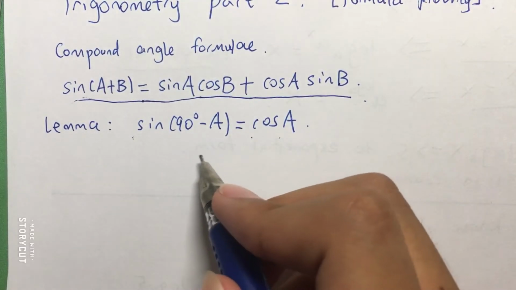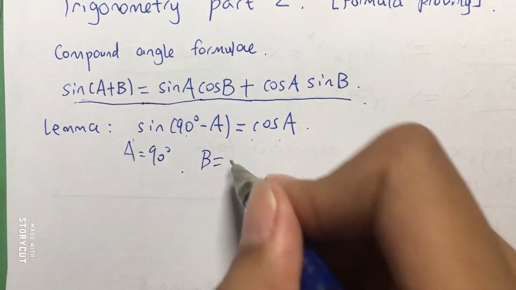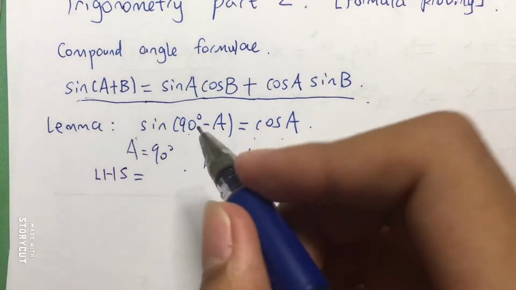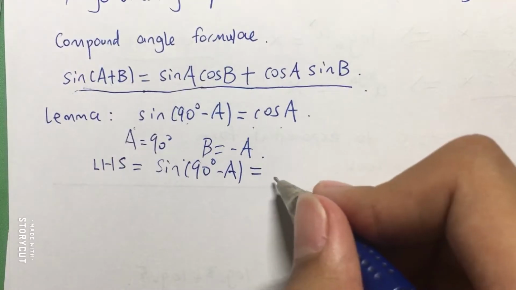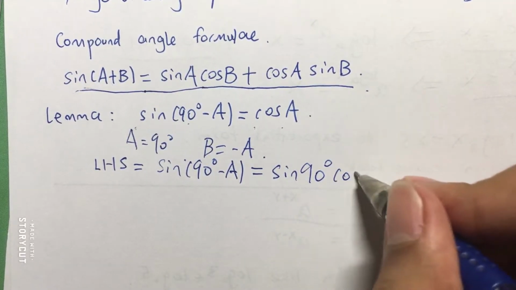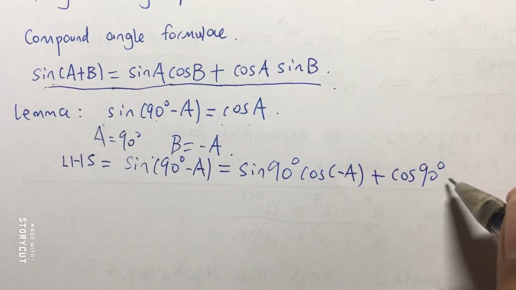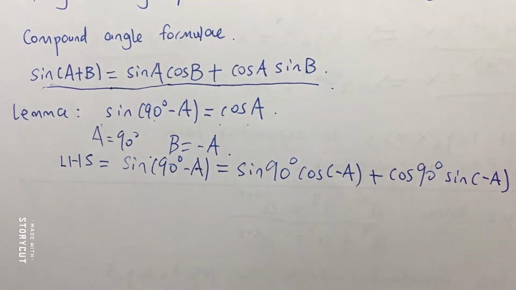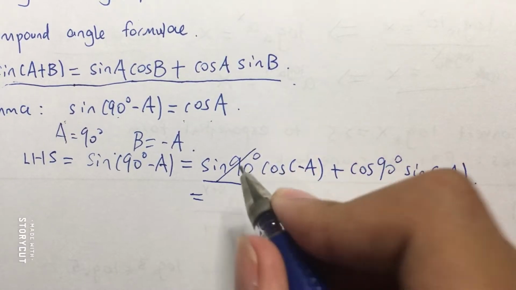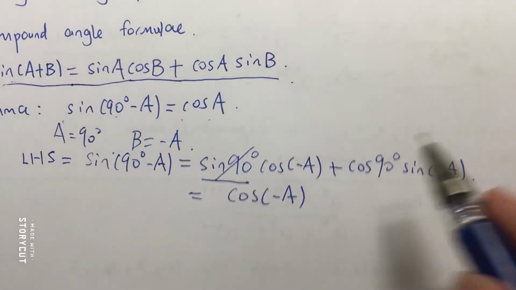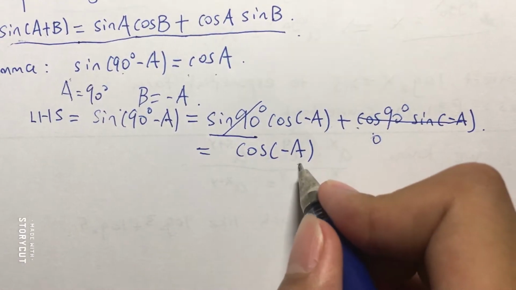And how do we prove this? We can just substitute A equals 90 degrees and B equals negative A. The left hand side equals sine (90 degrees minus A), which is equal to sine 90 cosine negative A plus cosine 90 degrees sine negative A. Now we know that sine 90 degrees is equal to 1, which means this is equal to cosine negative A, and cosine 90 degrees is equal to 0, which means we can cancel out this section. So this is equal to cosine negative A.